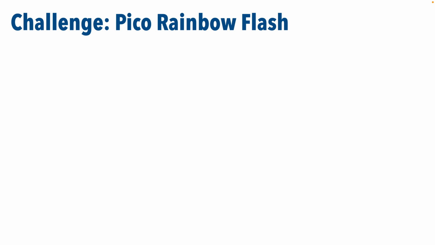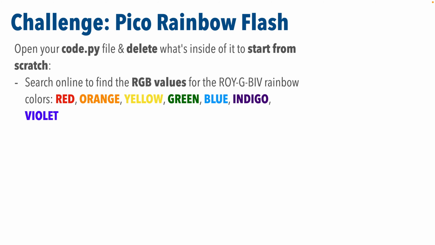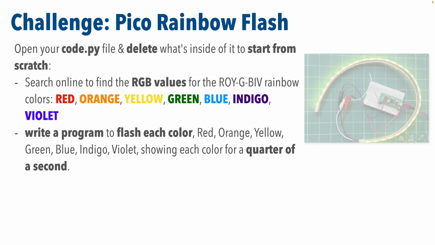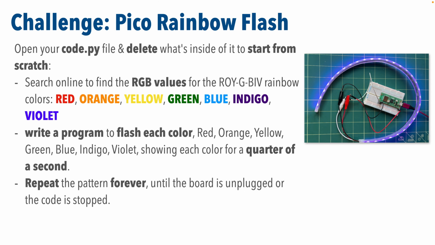First, delete everything in code.py, so you start from scratch and make sure you understand all the setup concepts that we covered. Then search online or use AI to identify the RGB values for the 7 roy-g-biv colors of the rainbow. And once you have those, write and run a program to flash each color red, orange, yellow, green, blue, indigo, and violet, showing each color for a quarter of a second. And repeat the pattern forever until the board is unplugged or the code is stopped.